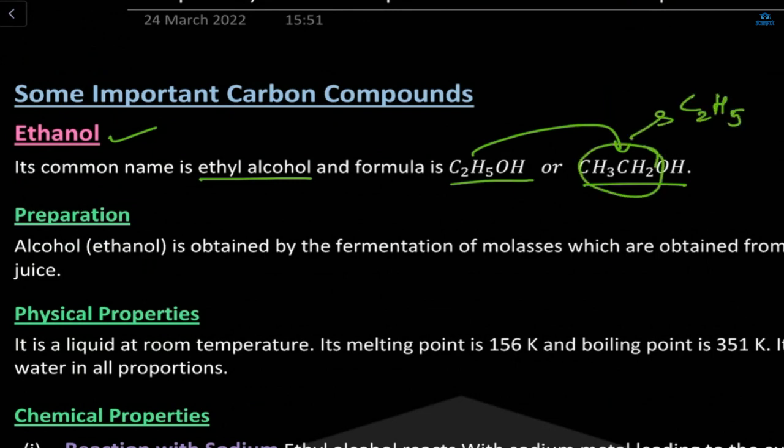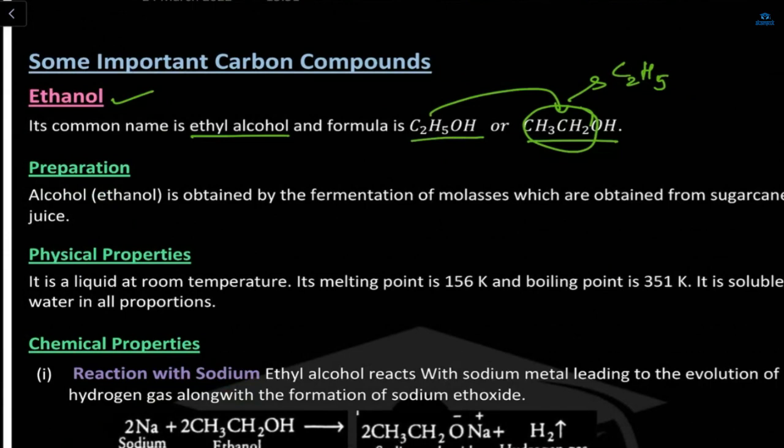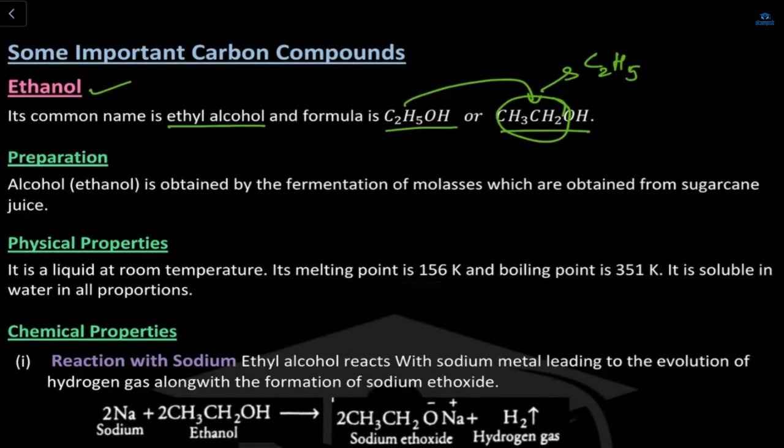Okay. And how is ethanol prepared? Ethanol is obtained by fermentation of molasses, which are obtained from sugarcane juice. So this is the preparation process. It is obtained by the fermentation of molasses, which can be obtained from sugarcane juice.